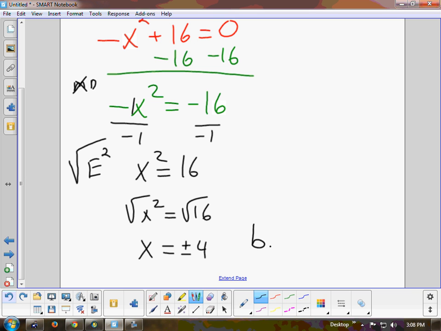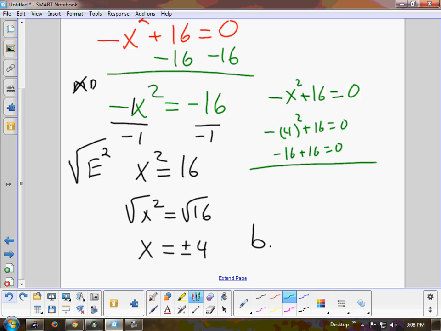So if I go through and check that, negative x squared plus 16 equals 0. I check 4: negative 4 squared plus 16, does that equal 0? Well, this is negative 16 plus 16, that equals 0. And then if I check negative 4, negative 4 squared plus 16 equals 0. And the same thing happens. You get negative 16 plus 16 equals 0. And that one checks.